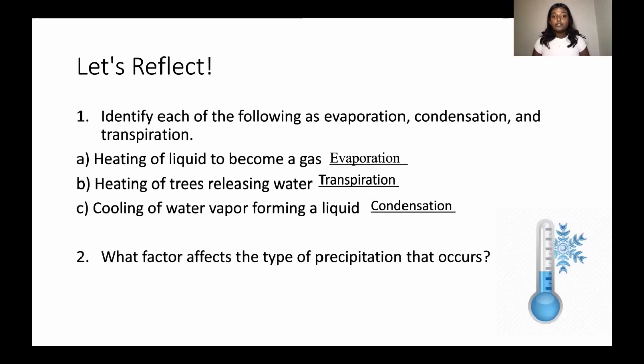Your next question is, what factor affects the type of precipitation that occurs? So we've talked about how the sun was the driving force, right? What does the sun provide? It provides heat, and heat is also associated to temperature. So temperature is the driving force that affects the type of precipitation, because if it's really hot, it's going to rain. If it's super, super cold, if there's a point of freezing, essentially it's going to be in the winter, right? So that's snow or hail or some type of ice that's going to fall.